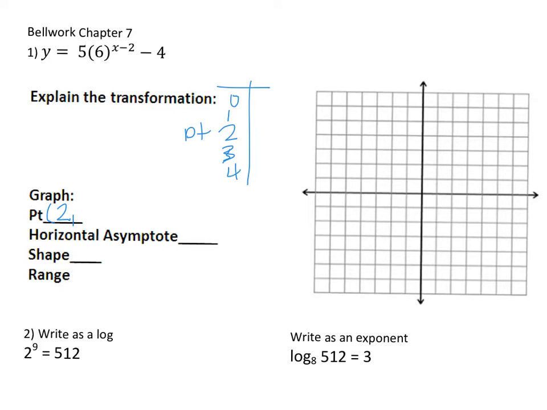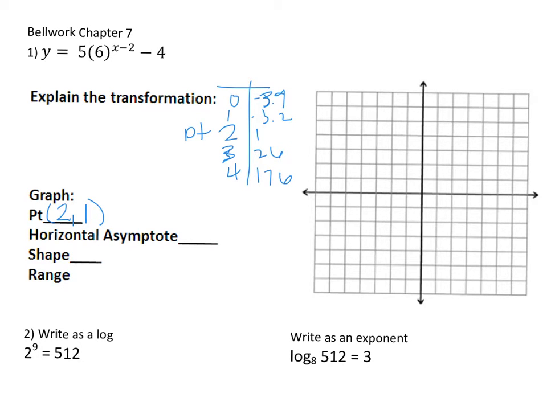So in your table, 0 is equal to about negative 3.9. 1 is equal to negative 3.2. 2 is equal to 1. 3 is equal to 26. And 4 is equal to 176. I'm not even going to try to plot the last two, but it's good to have. So my point is 2, 1.